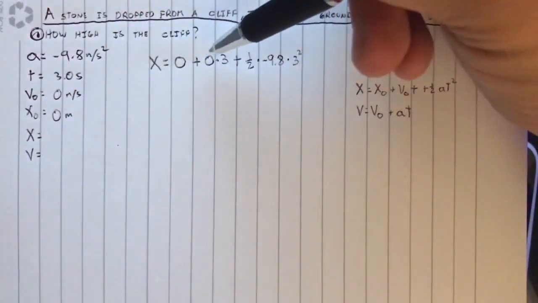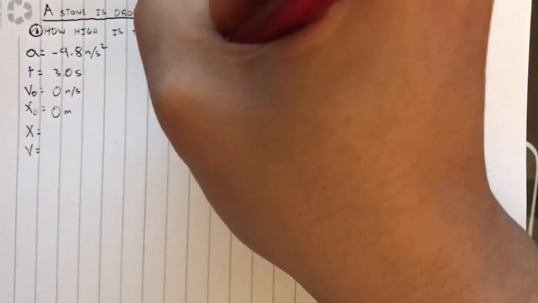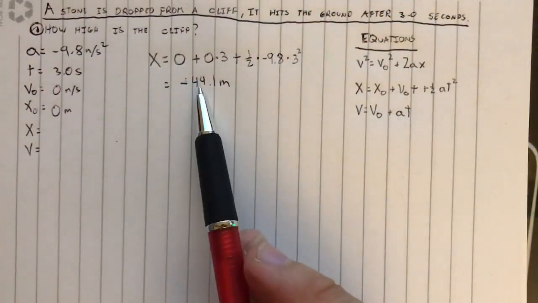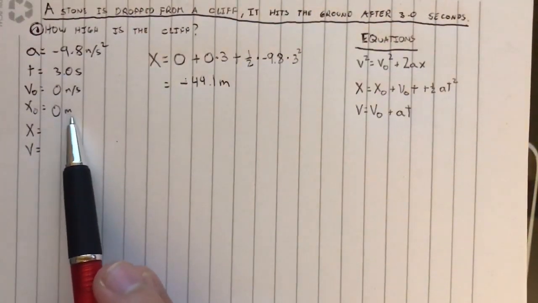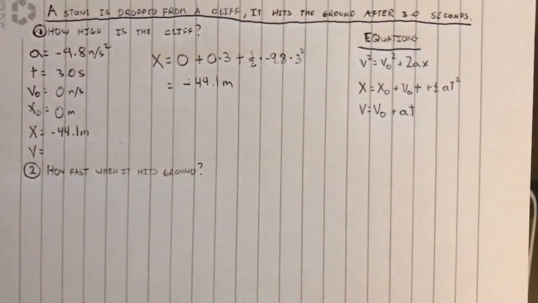So this is 0 plus, this is going to be 0, and for x we get negative 44.1 meters. It's negative because we defined the top of the cliff as 0, so it fell 44.1 meters. The second part, we want to ask how fast is it when it hits the ground.